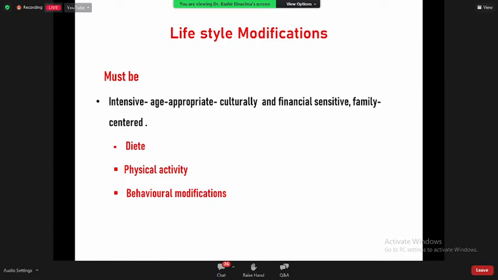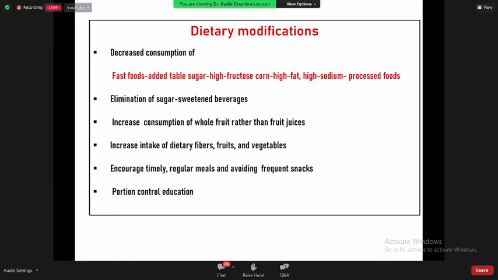Intensive, age appropriate, culture, age, because the adolescent, as we know, we have to deal with them specifically. So when we are talking about lifestyle modification, as I mentioned, the diet, the physical activity, and behavior modifications. Dietary modification, what we mean by it: decreased consumption of fast food, added table sugar, high fructose corn syrup, high fat, high sodium, processed food, eliminate sugar-sweetened beverages, increase consumption of whole fruit rather than fruit juice. People usually drink rather than eat, but eating is better than drinking. Increase intake of dietary fiber, fruit and vegetables, and encourage timely, regular meals and avoid frequent snacks. Portion control education is very important again.